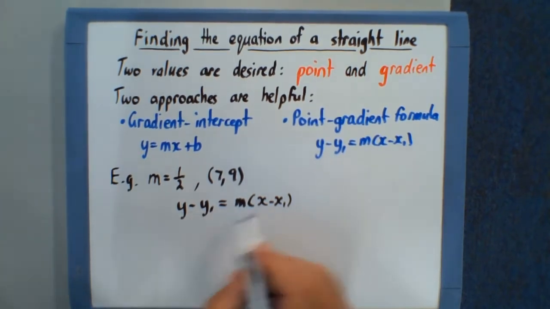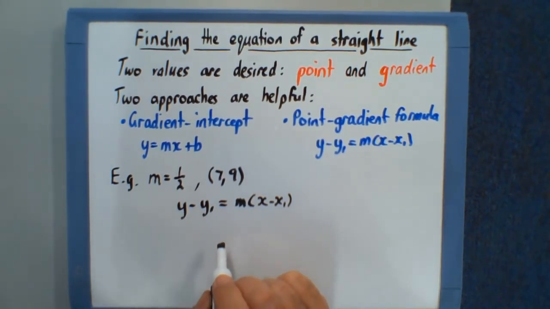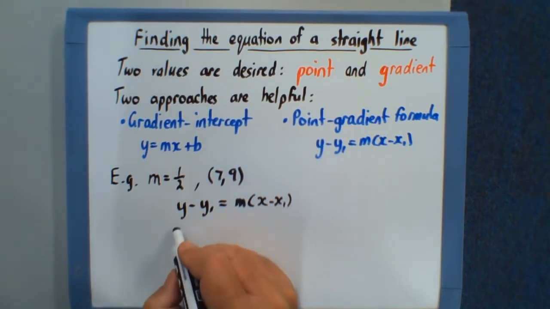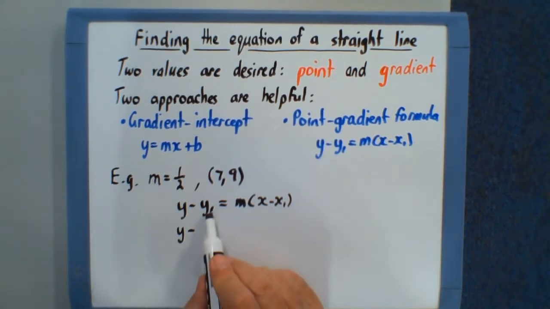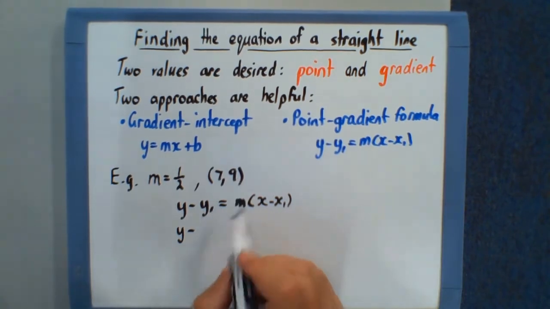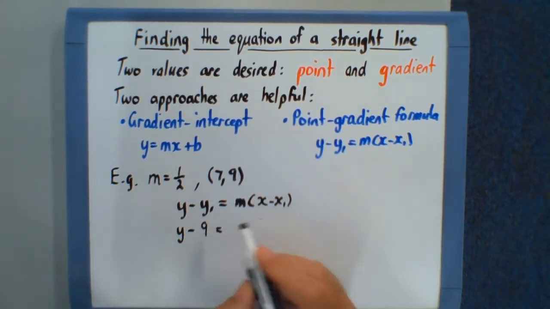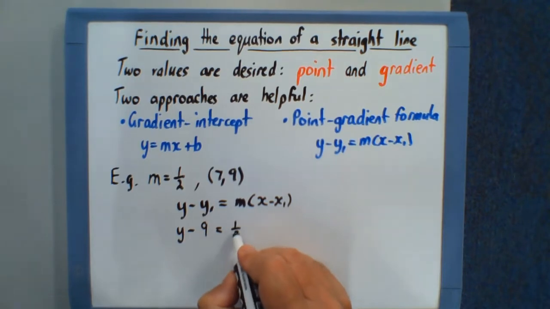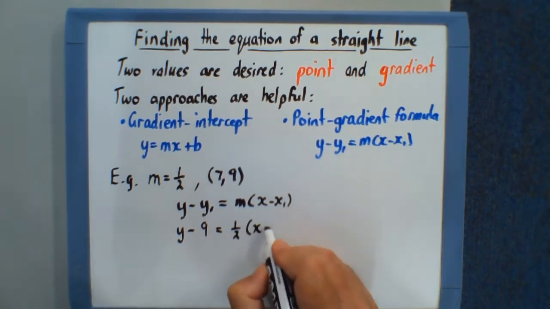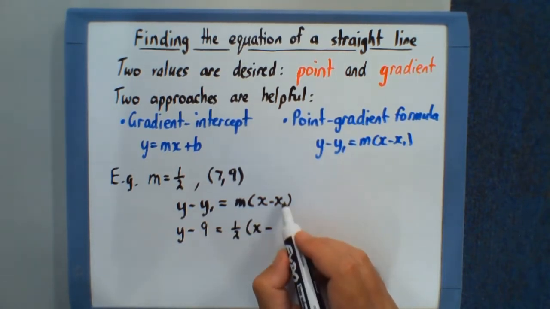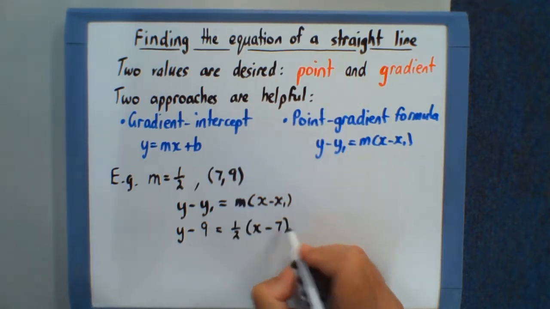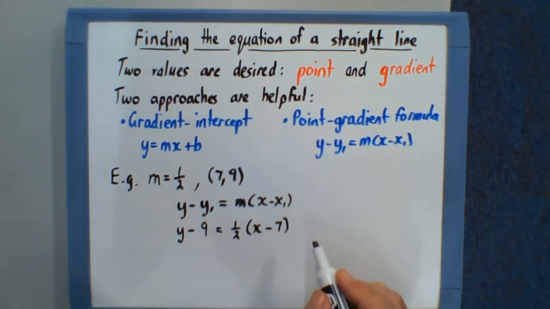So x and y are our general x and y values, so to speak. We do not substitute in for those, but we do substitute in for y1. The y value of the point is 9. The gradient is 1/2. x minus the x value, x1, is 7. So that really is our equation of the line.